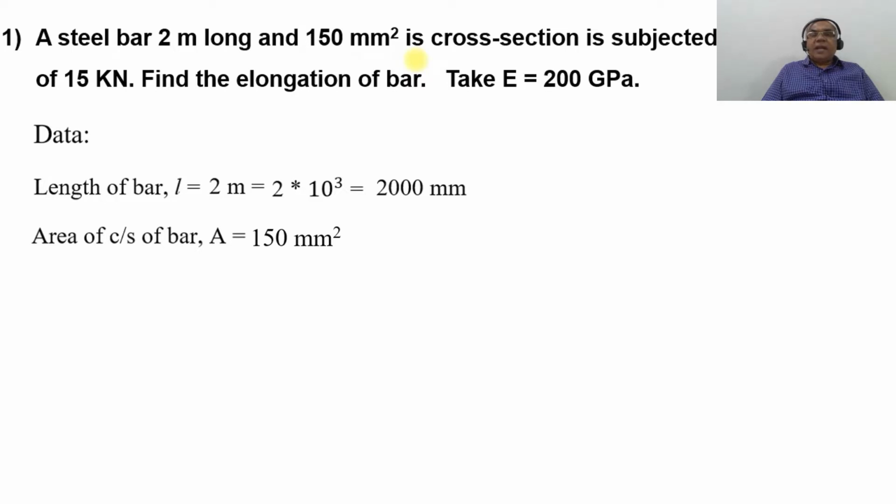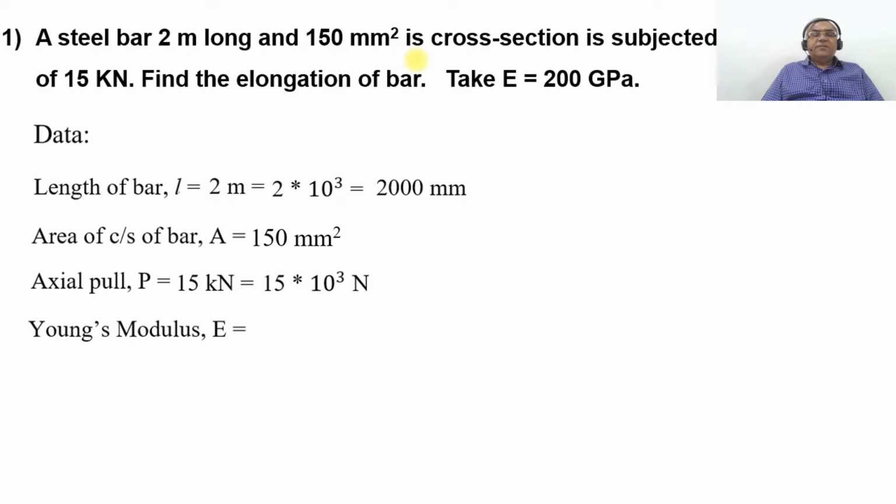The bar is subjected to an axial pull. Since it is a tensile load that is applied, P is equal to 15 kilonewton, and I will convert that into Newton: 15 into 10 to the power of 3 Newton. Then Young's modulus E is given as 200 GPa.